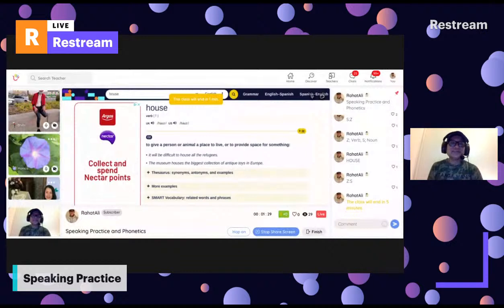First, to give a person or animals a place to live, or to provide space for something. Example is given there. Monica, would you like to read the example? Example: it will be difficult to house all the refugees. And Aryan, would you like to read the next example? The museum house the biggest collection of antique toys in Europe.